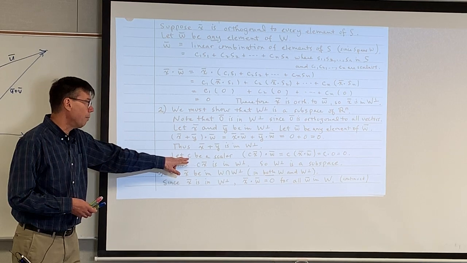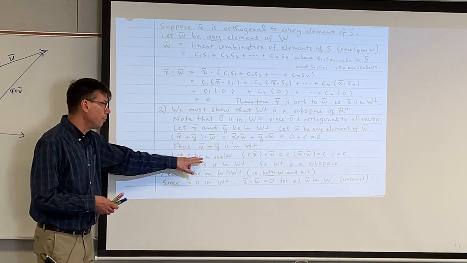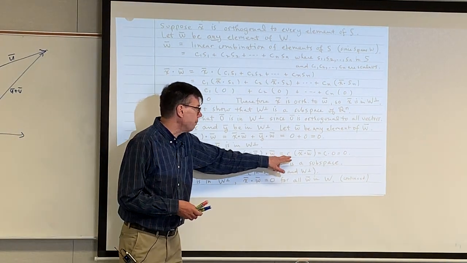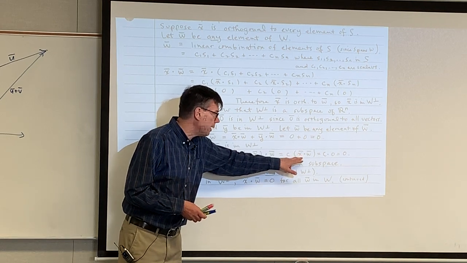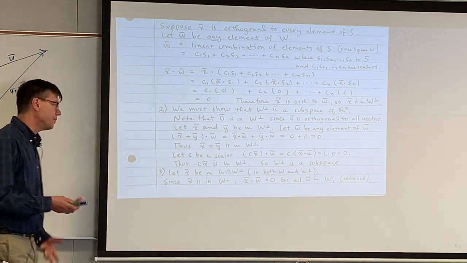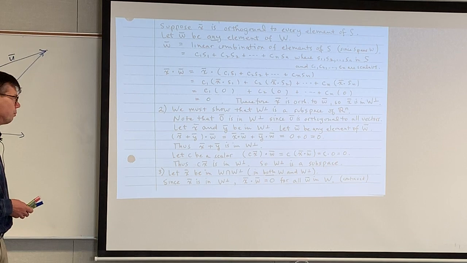If you take a scalar multiple of a vector that's in W perp, we can factor the scalar multiple out from the dot product. So c times 0 is 0, so cX is in W perp.